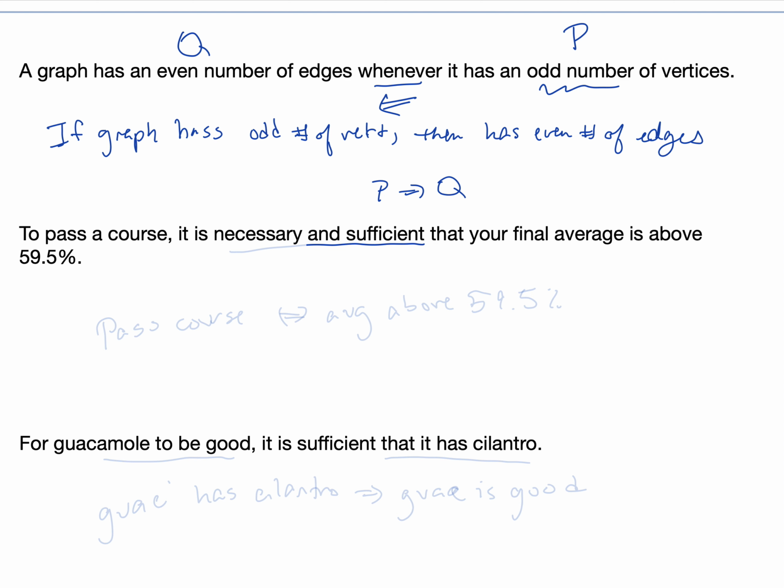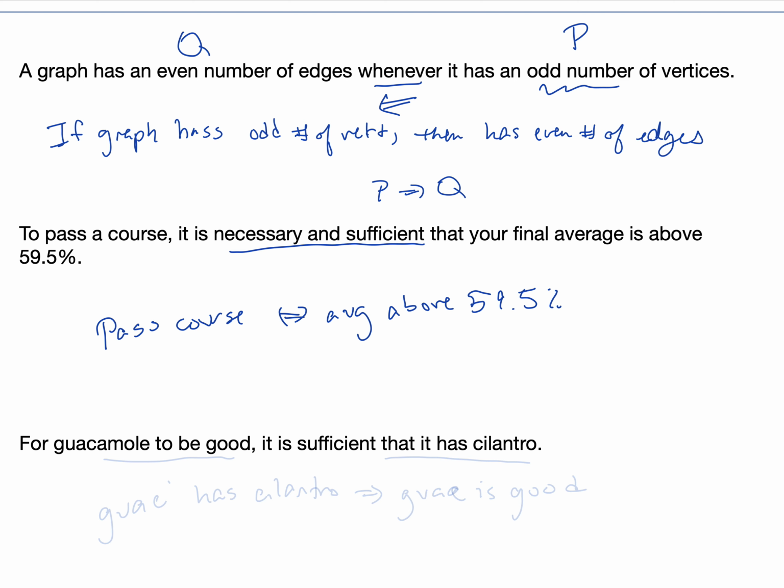To pass a course, it is necessary and sufficient that your final average is above 59.5%. Necessary and sufficient means going in both directions. So pass course if and only if average above 59.5%. So that's an if and only if, a biconditional statement.